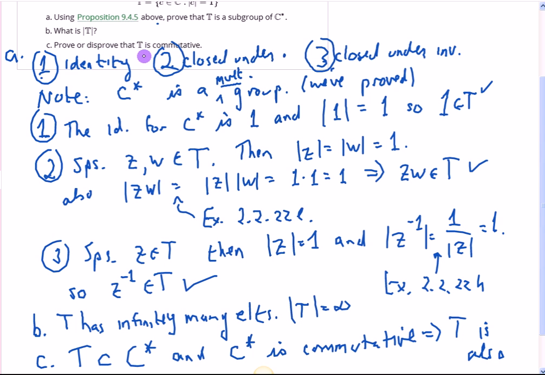Part C, prove or disprove that T is commutative. Well, T is a subgroup of C star. I shouldn't just say subset, I should say subgroup. So let me erase that. So T is a subgroup of C star. And C star is commutative. Now, if the bigger set's commutative, the smaller set is also commutative. So automatically we get commutativity from the fact that C star is commutative. And that's it.